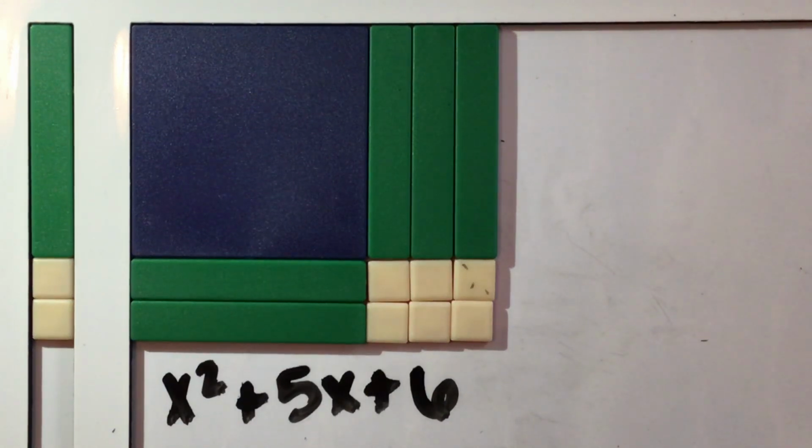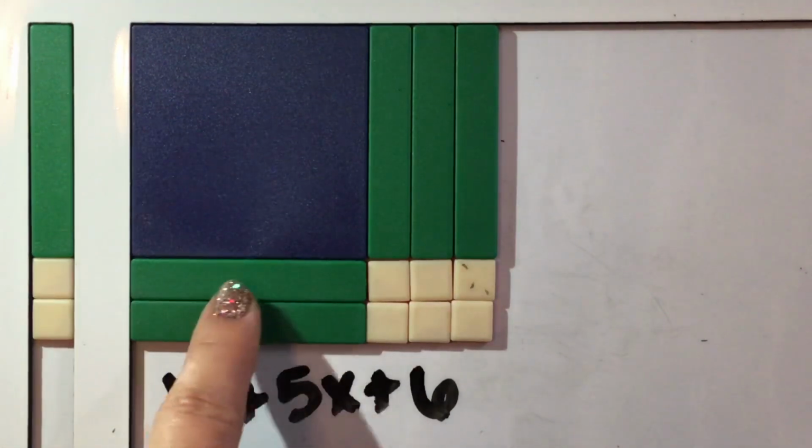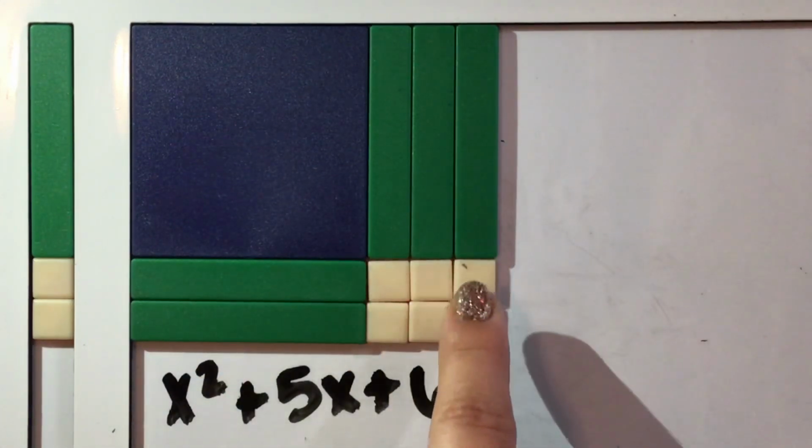Today we're going to be talking about factoring polynomials using the area model. But first, let's review algebra tiles from your last lesson. Here you see I have the trinomial x squared plus 5x plus 6.